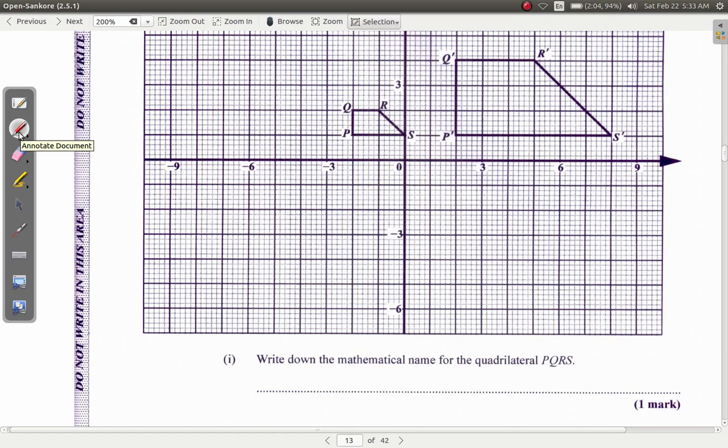Because you really should be doing these questions before you watch the videos. It is a trapezium. All right, this is a trapezium. But anyway, let's move on. What else do they want us to do?